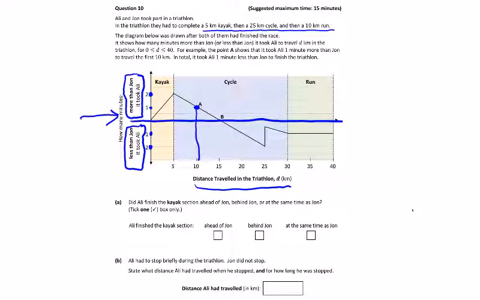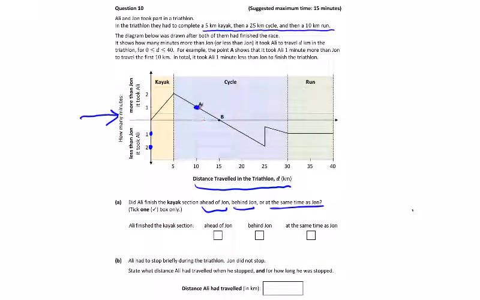So the first question, did Ali finish the kayak session ahead of John, behind John, or in the same time as John? So let's just get rid of our markings. So kayak, well, she finished up here, so that's 2 minutes more than John, so she finished behind him.